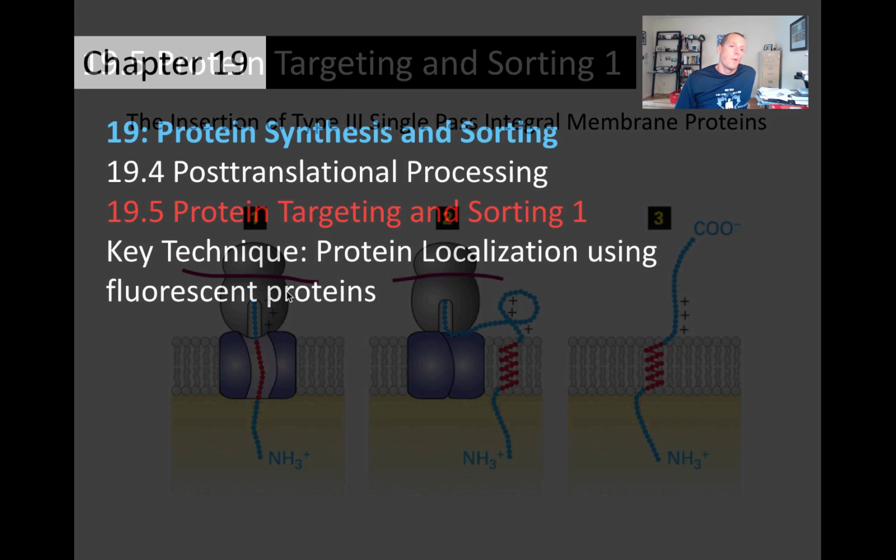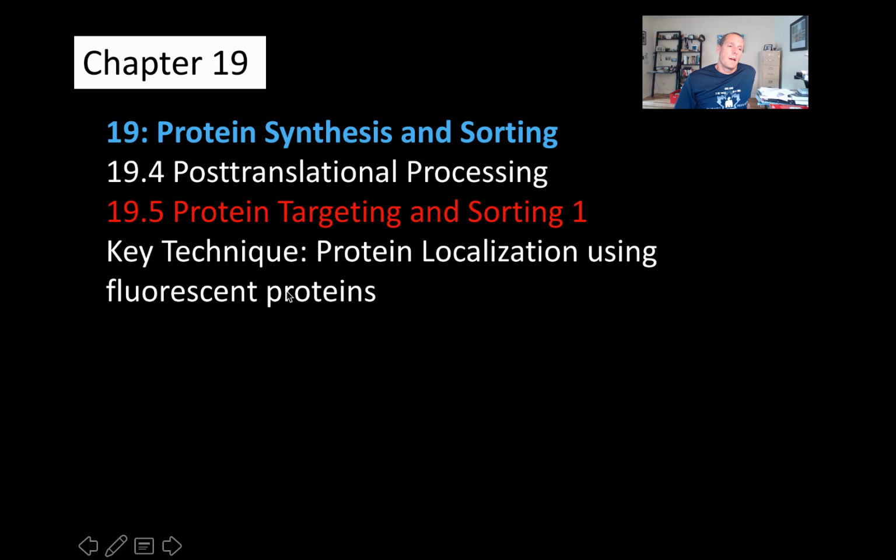So that's how you get soluble proteins into the ER lumen, or into the Golgi interior ultimately, or secreted from cells, and then how you deal with getting type 1, type 2, and type 3 integral membrane proteins into the ER membrane, and then they may become membrane proteins in the Golgi, or in lysosomes, or in the cell membrane.